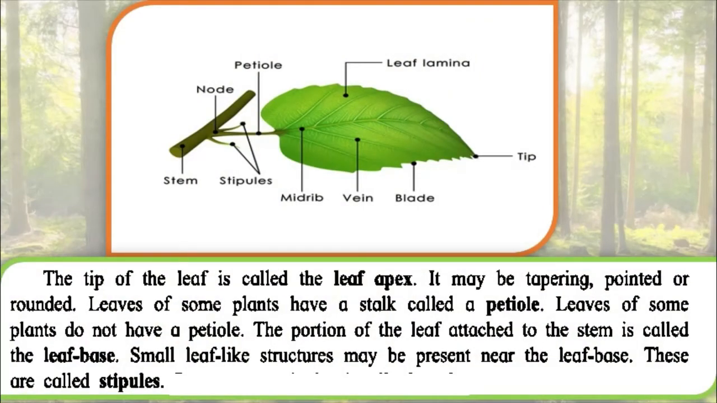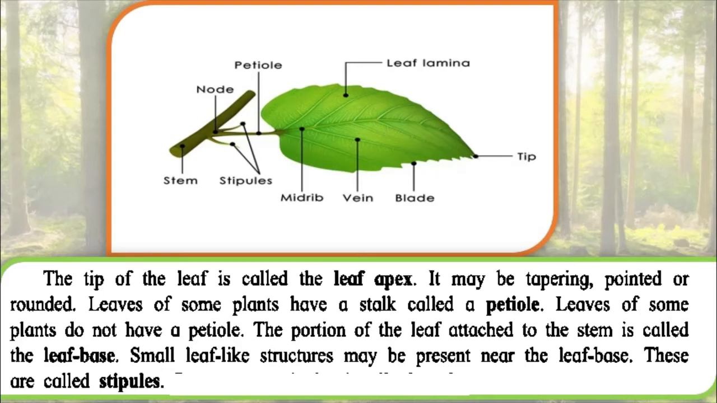The tip of the leaf is called the leaf apex. Okay, जो सबसे pointed portion होता है leaf का, that is called the leaf apex. It may be tapering, it may be pointed, or it may be rounded, depending upon the plant. Okay, leaves of some plants have a stalk called a petiole. Now here you can see, जैसे कि अगर हम लोग के पास एक फ्लावर होता है, फ्लावर के अंदर एक स्टॉक होता है, ठीक है, जिसके हम लोग डंडी पकड़ते हैं ना, उसी तरीके से लीव्स में भी एक स्टॉक होता है, that is called the petiole.